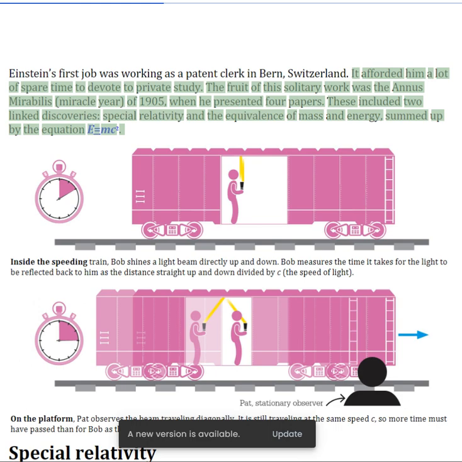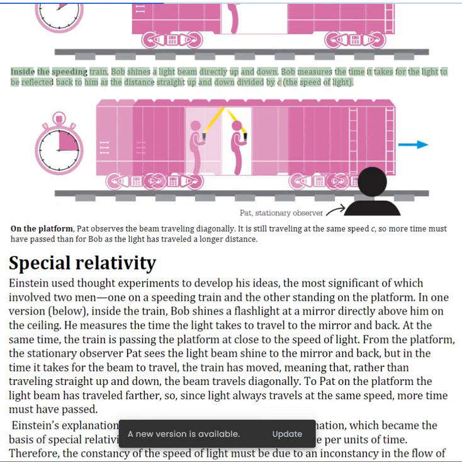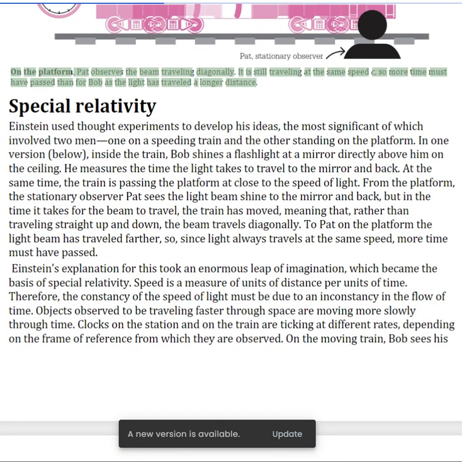Inside the speeding train, Bob shines a light beam directly up and down. Bob measures the time it takes for the light to be reflected back to him as the distance straight up and down divided by c. On the platform, Pat observes the beam traveling diagonally. It is still traveling at the same speed c, so more time must have passed than for Bob as the light has traveled a longer distance.